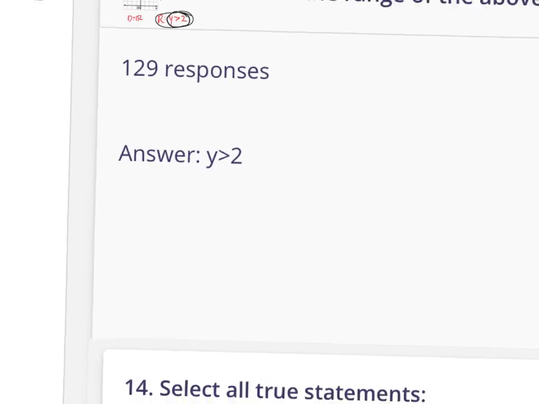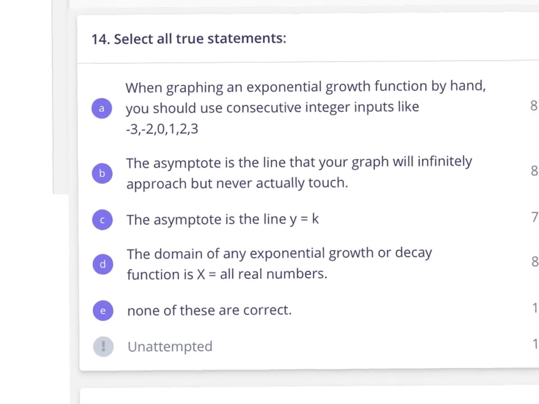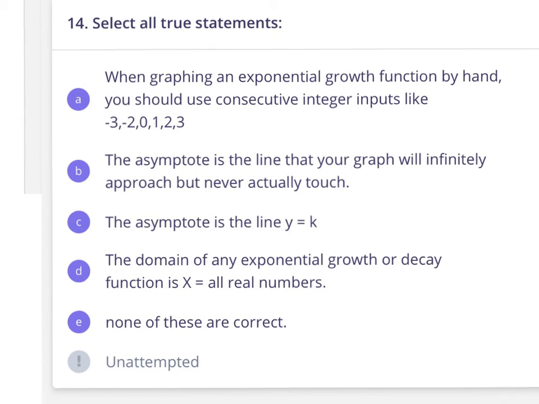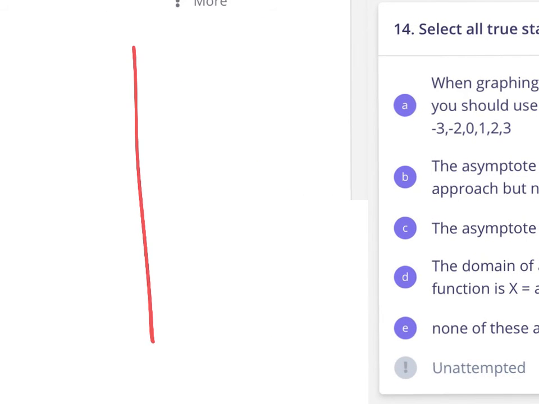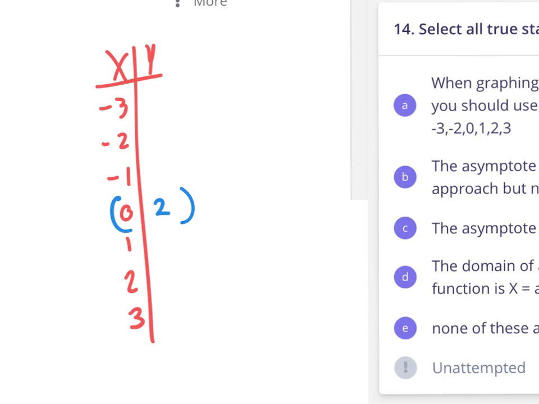Last two questions. Select all the true statements. I love these, right? It makes you really think. When you're graphing an exponential growth function by hand, you should use consecutive integer inputs like -3, -2, 0, 1, 2, 3. Absolutely, right? Whenever you graph, you want to make an XY table by hand and use, most of the time, these numbers. It's a great idea to use consecutive integer inputs. That way you could plug in your easiest number, 0, and whatever you get out here, you could look at your growth factor to get your other answers.